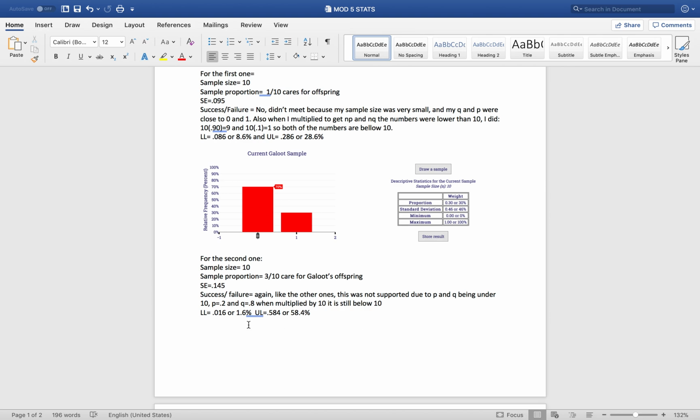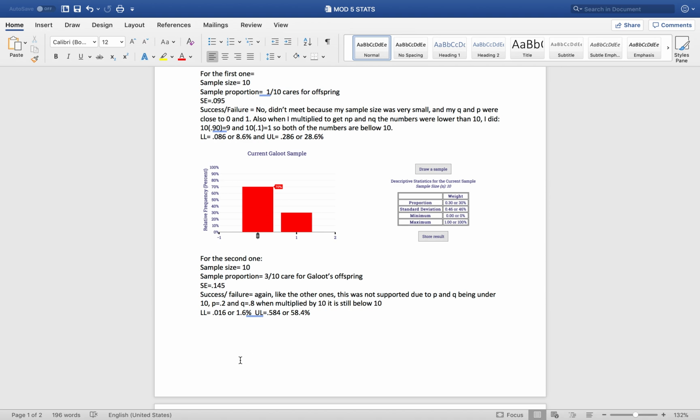Then for my lower level, I did the exact same thing for my confidence level, and I am 95% confident that the proportion of Galutes who want offspring is between 0.016 and 0.584, or 1.6% to 58.4%. That's my confidence level, so that is a pretty good confidence level. I did the same thing with 1.96 times 0.14, and I did 0.3 plus that and 0.3 minus that, because it's plus or minus.